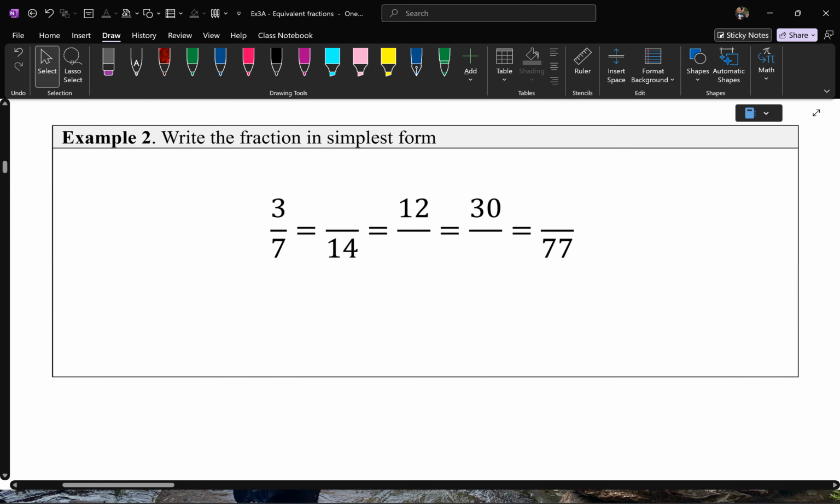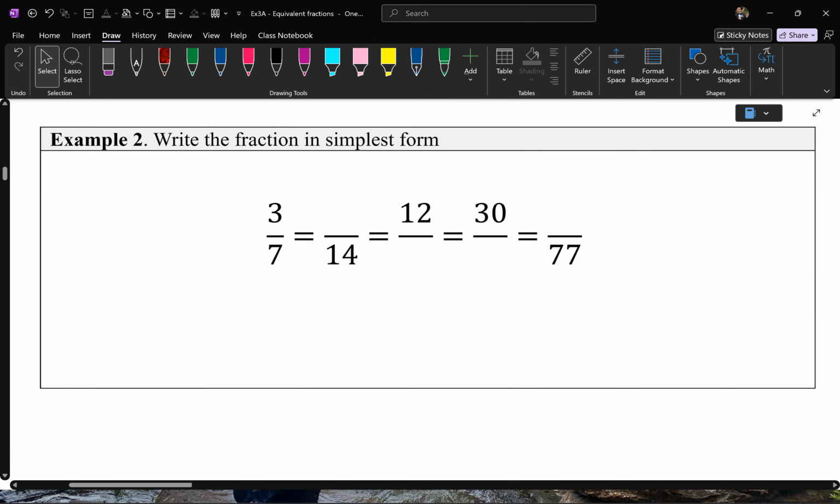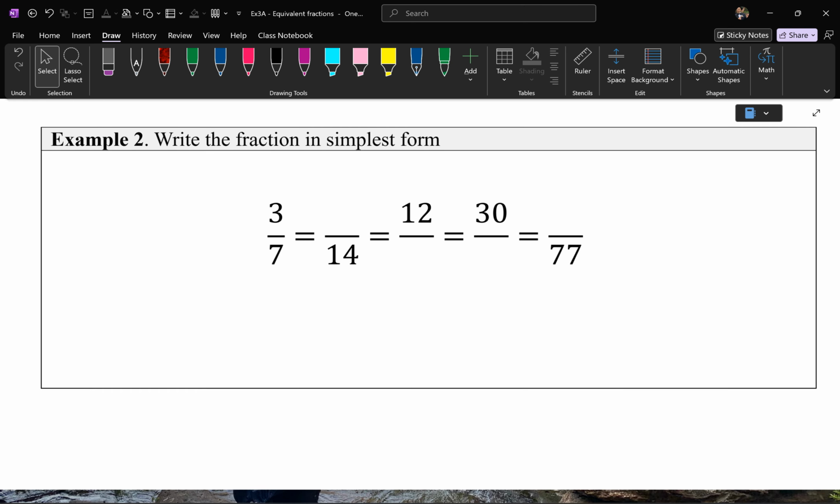Let's go to example 2. I'm going to give you, let's make it 90 seconds. I'm going to pause the video. 90 seconds to fill this in. Let's go. 90 seconds and I'm going to call 4 different students.